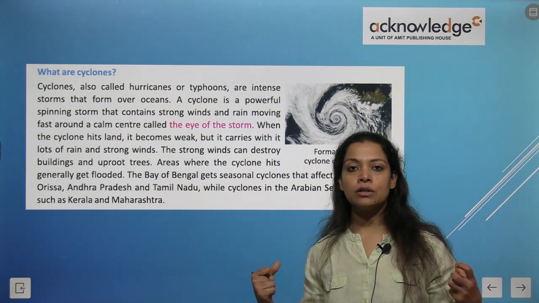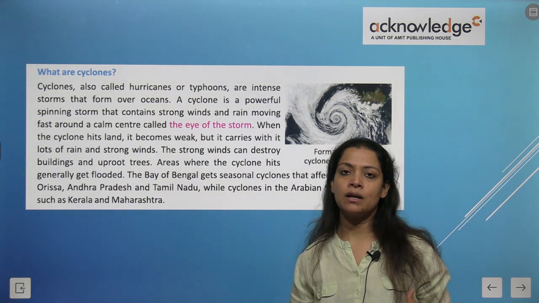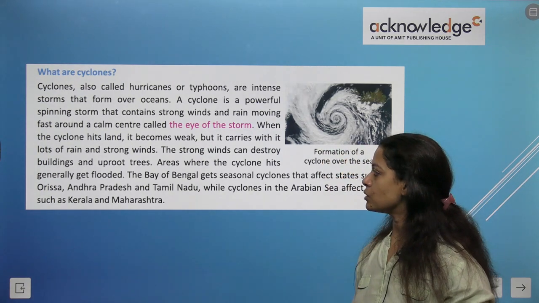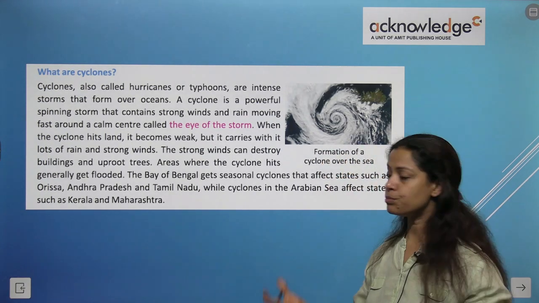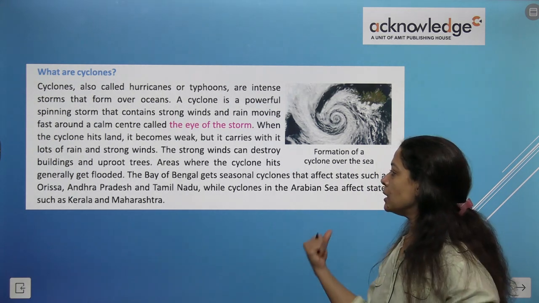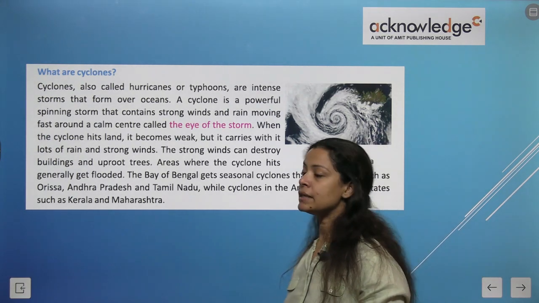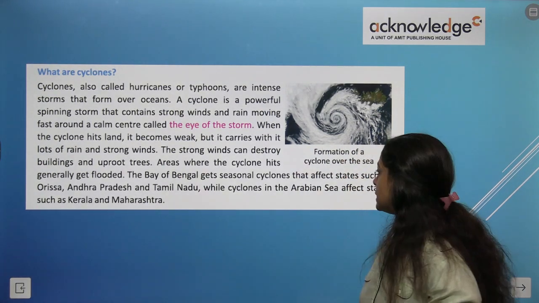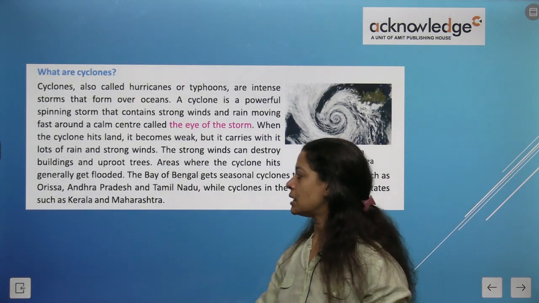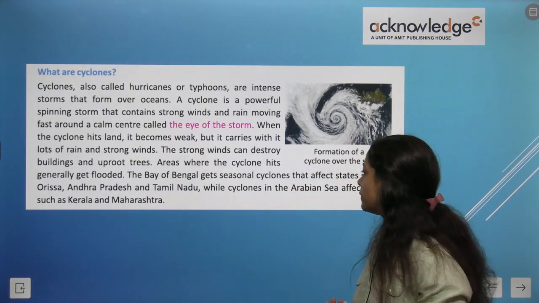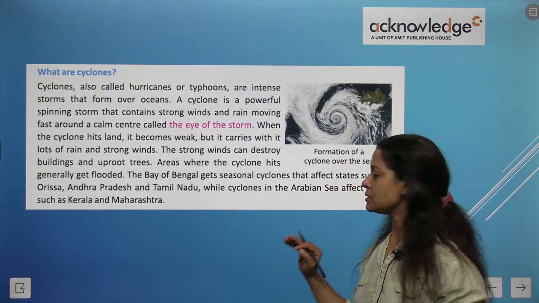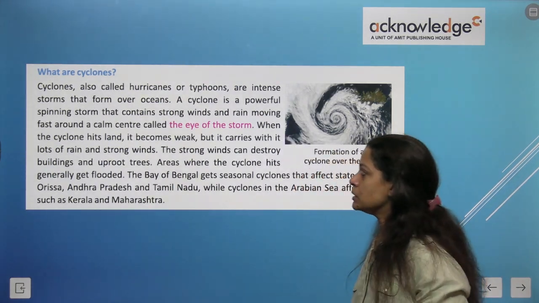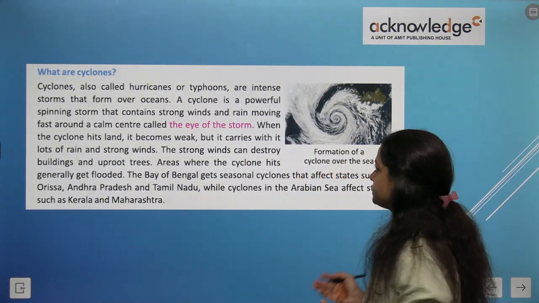तो cyclone के दौरान क्या होता है? There are storms, there are heavy rains, there are strong winds. Strong winds can destroy buildings and uproot trees. पूरे trees निकल आते हैं. Areas the cyclone hits generally get flooded. Then the Bay of Bengal gets seasonal cyclones that affect states such as Orissa, Andhra Pradesh, and Tamil Nadu. While in the Arabian Sea, cyclones affect states such as Kerala and Maharashtra. So these are the effects of cyclone.